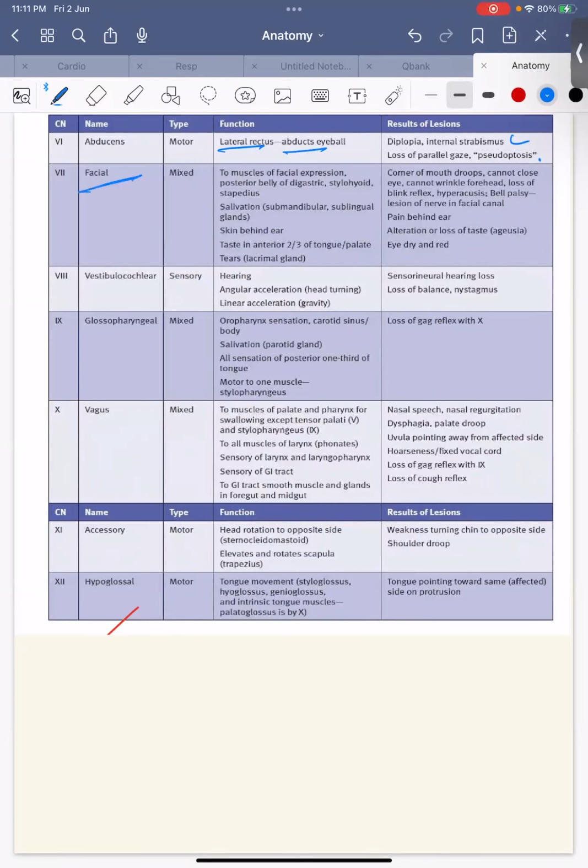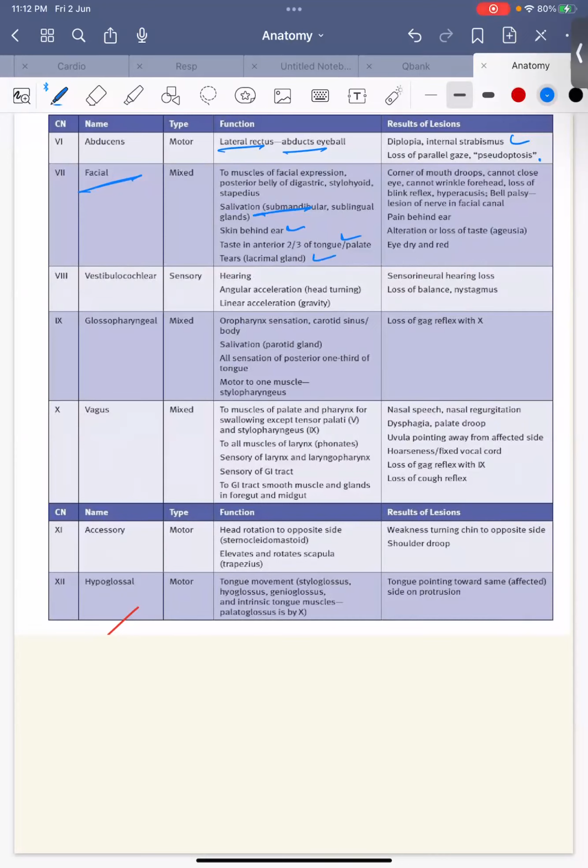Facial nucleus, it supplies the muscles of facial expression, posterior belly of digastric, stylohyoid, stapedius. It is also important for salivation. Okay, it also supplies the area behind the ears, and taste from the anterior two-thirds of the tongue and palate, and the tears from the lacrimal gland.